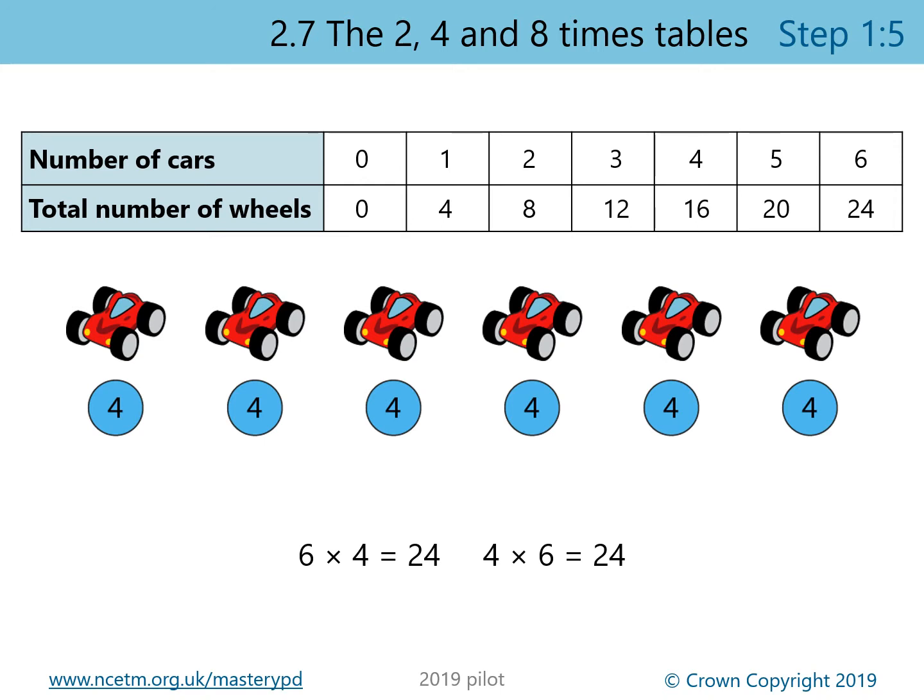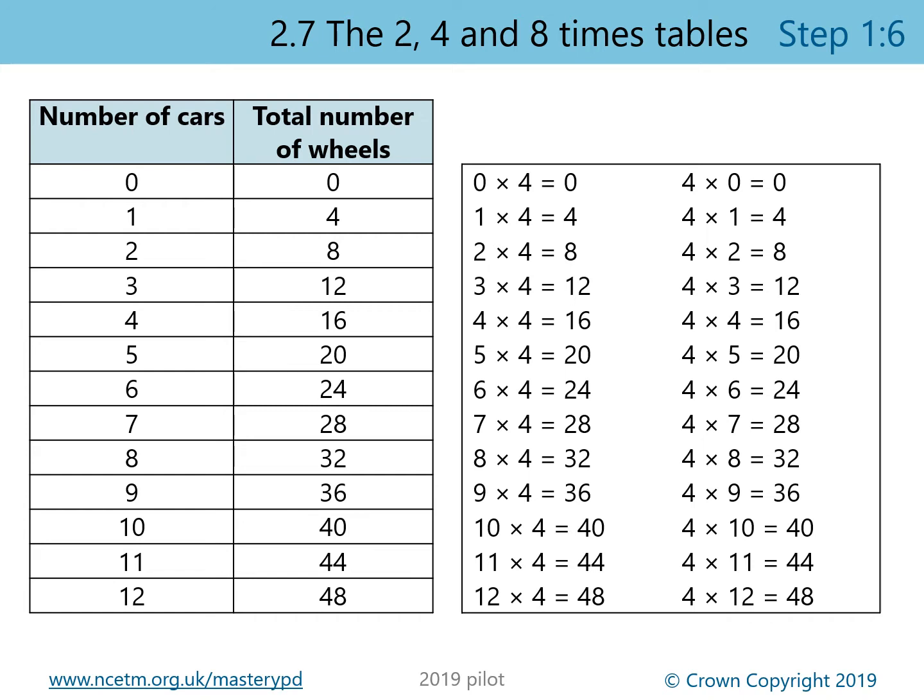So by counting on in 4s, we do not need to count all of the individual wheels on the car, so it's a much quicker strategy. Now, we can use this strategy to build up the entire 4 times table. As you can see, it has been done here. Now, boys and girls, we already know our 4 times table, but it's always good to revise it again.